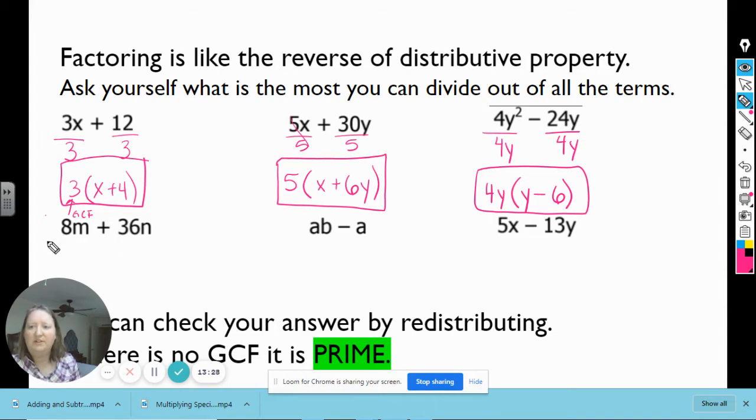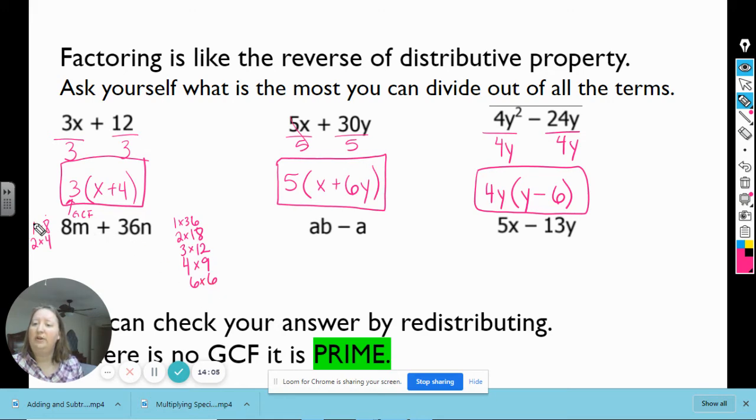Well, of course, they're both divisible by 2, right? Both of these are divisible by 2 because they're both even numbers. But what else are they divisible by? You can make your list. 1 times 8, 2 times 4, that's it. And then with 36, you got 1 and 36. You've got 2 and 18. You've got 3 and 12. You've got 4 and 9. You've got 6 and 6.